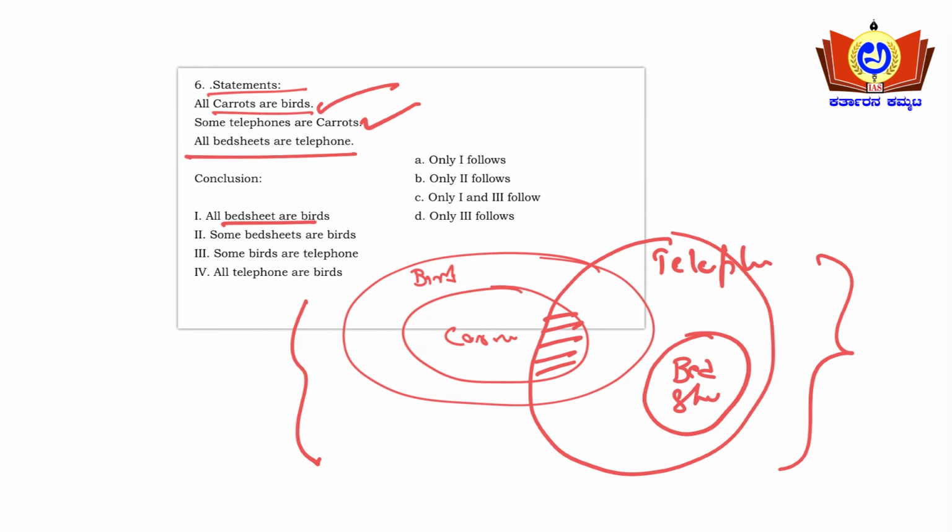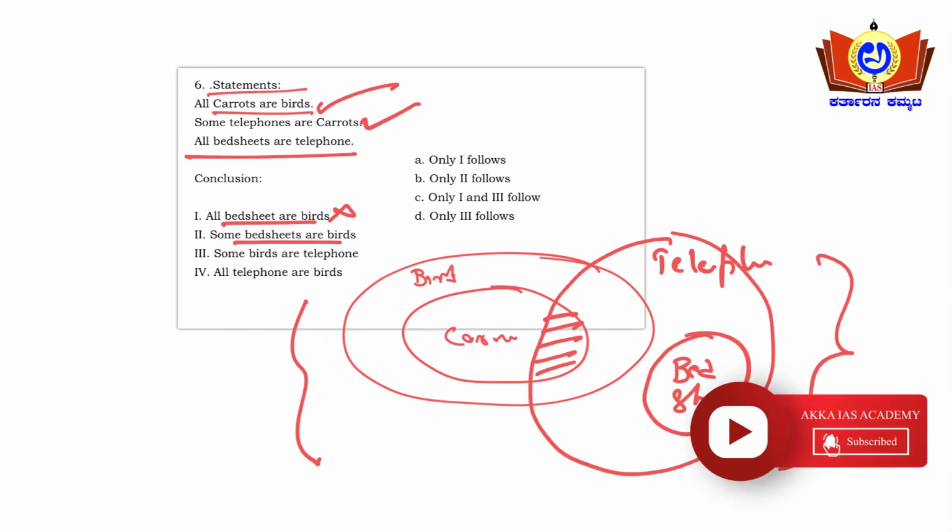We cannot say 100% that all bed sheets are birds, so this is the wrong option. Some bed sheets are birds might be the probable option, so we shall check the other options as well.